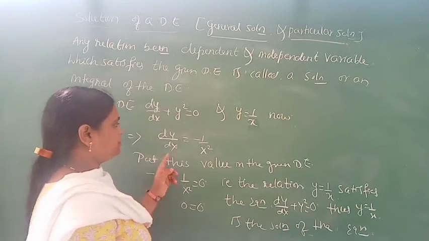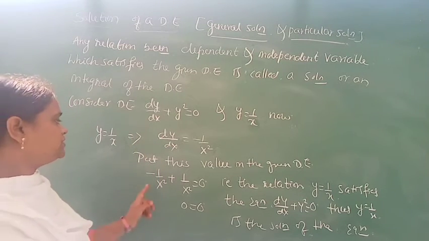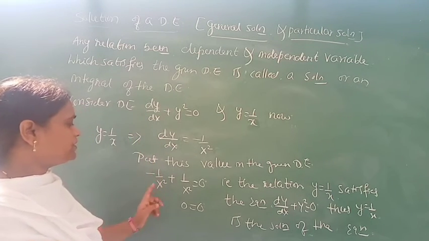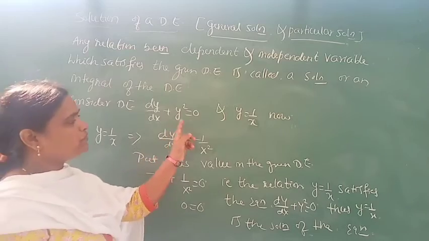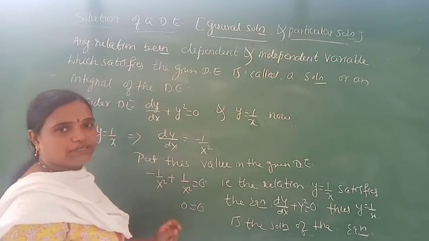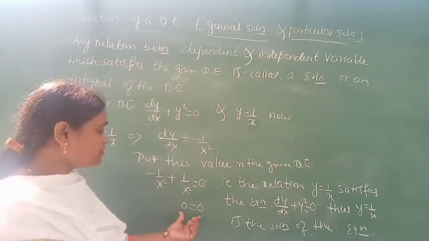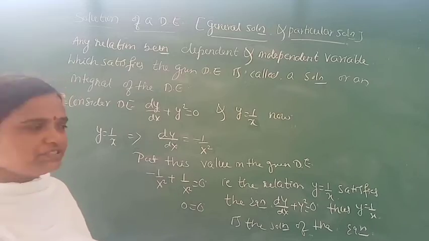Substitute this value of dy by dx in the given differential equation. That is, dy by dx represents minus 1 by x square plus y. What is your y? 1 by x whole square. 1 by x the whole square is 1 by x square. And these two get cancelled. Okay, which means the equation becomes balanced.